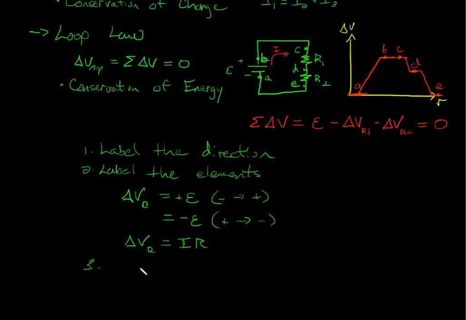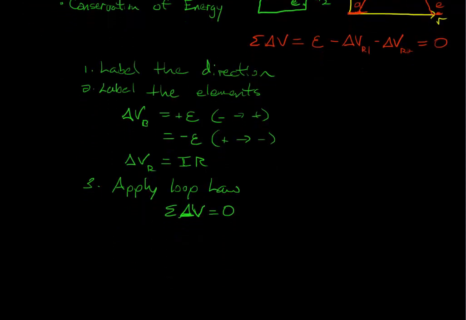And then the third step in this analysis is to apply the loop law, which is that the sum of the potential differences, that's a delta V, is equal to 0. So we can do that, and you can see we can solve for the current or the resistance. We can do all kinds of things. So I'll do an example, but this is basically what you're going to do.